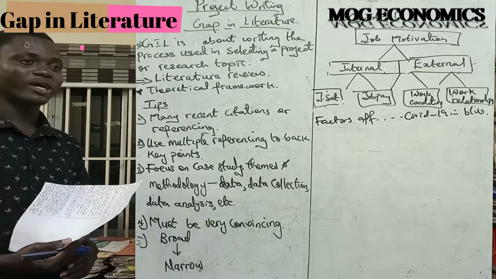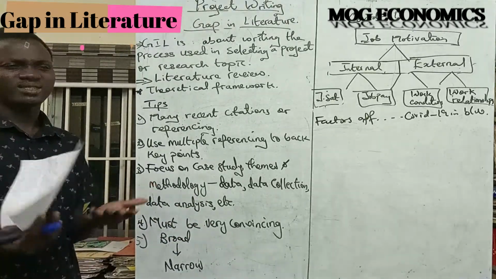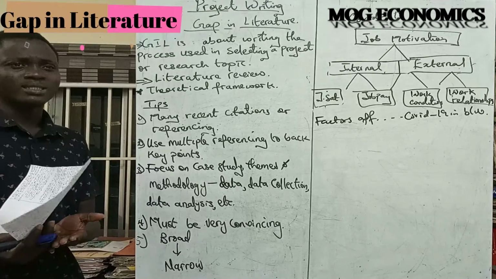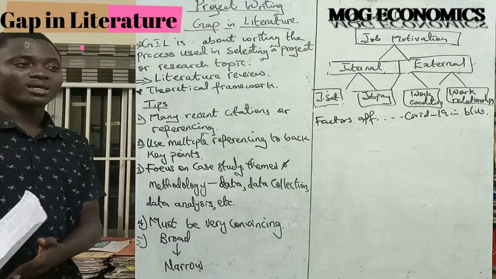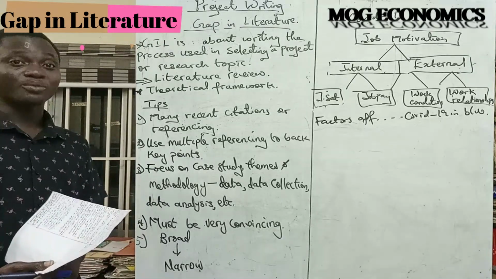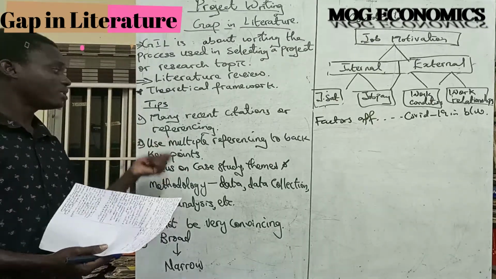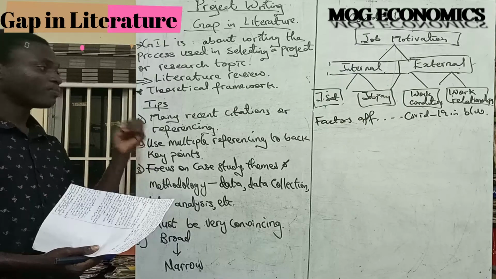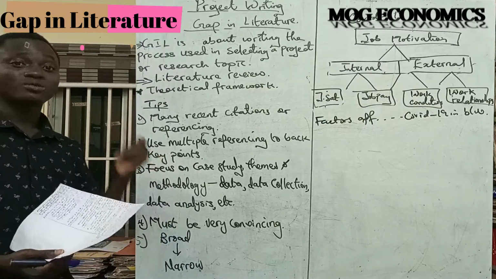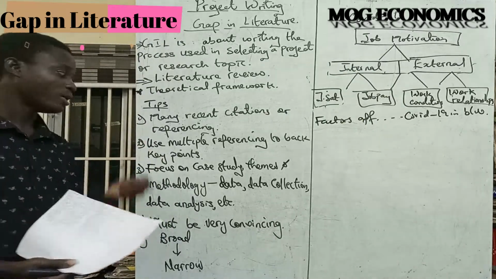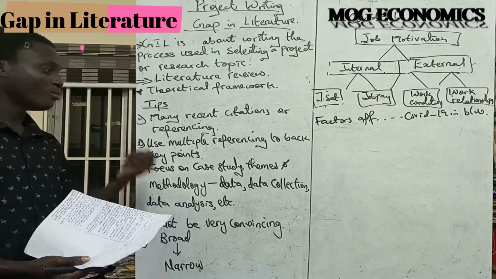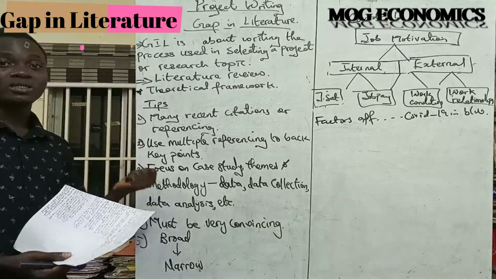Okay, so that's why you shouldn't just think, okay, the new year is just starting, so there shouldn't be any paper in this particular year. You might be surprised. So when you're writing your literature gap, you have to consult many recent journals.